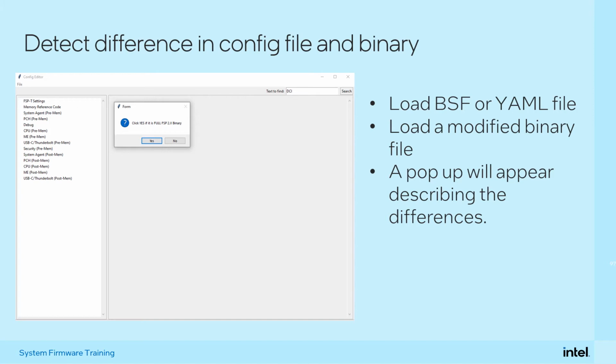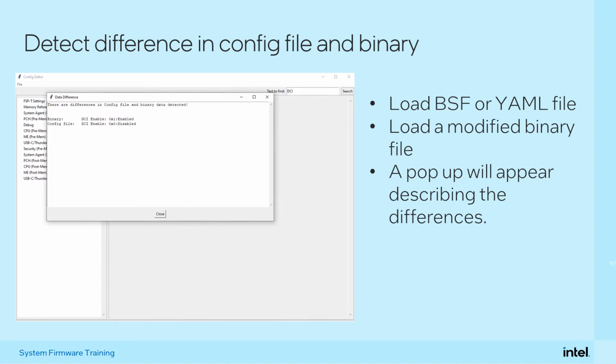So in this example, first open a YAML or BSF file. Next, a pop-up will occur to query the user, yes or no, for the corresponding binary, for example, the fsp.fd file. If the binary file has different configuration data settings than the YAML or BSF file, the config editor will pop up a report showing the differences.